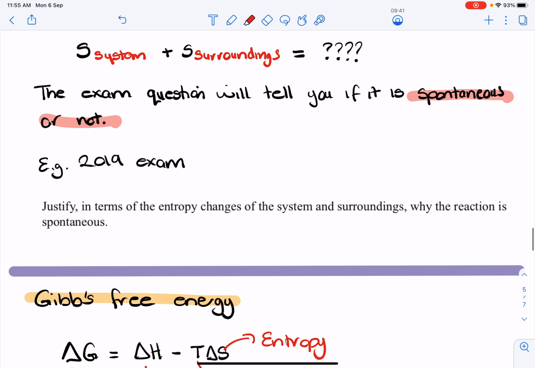So for example here, the 2019 exam says, justify in terms of the entropy changes of the system and surroundings why the reaction is spontaneous. So it's telling you it's spontaneous in the exam question there.